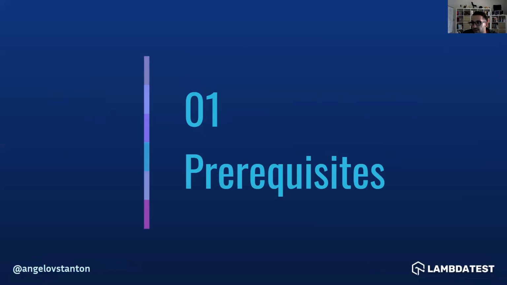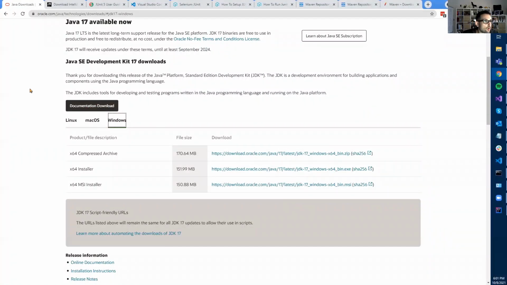For the prerequisites, first you need to download from oracle.com the latest version of the Java JDK. It's perfectly fine to use an older version. Right now, at the time of recording, the newest JDK is version 17. Right now on my machine, I have JDK 15, which is completely fine.